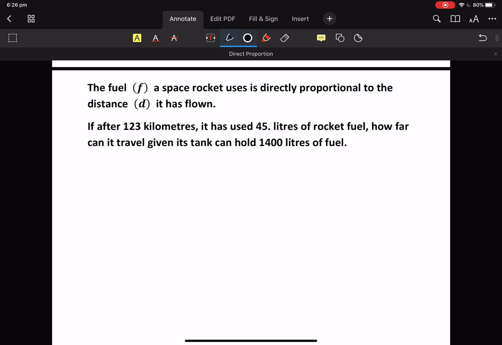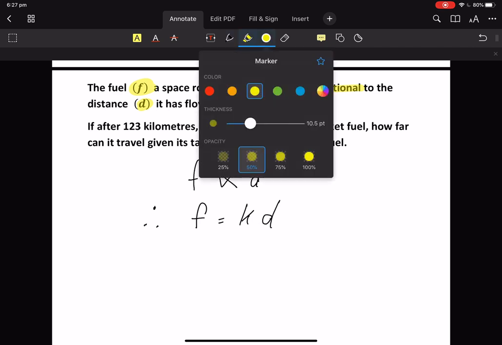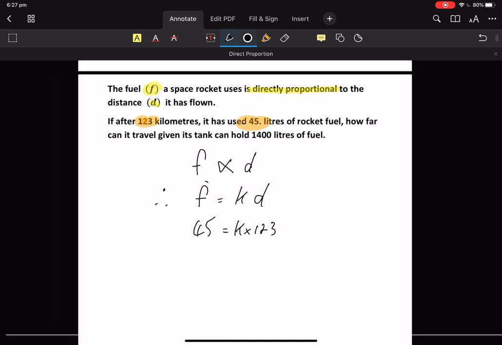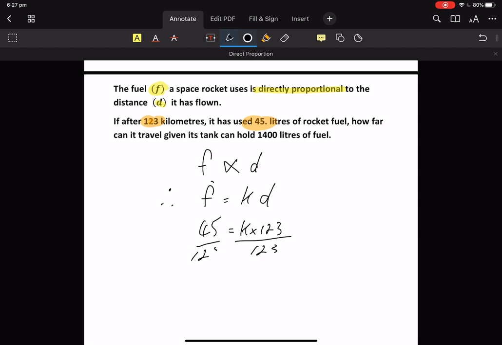So the fuel, where's my highlighter? So the F comes first because it's directly proportional to D. So the first thing I'm going to do is go F is directly proportional to D. Therefore, F equals KD. I'm looking for my hints. After 123 kilometres, it's used 45 litres. So, kilometres is the distance, that's a multiply by, and the fuel is the 45 litres. I want to get K by itself, so I'm dividing by, and K equals, gosh, I can't do that in my head, can you? That's why we have calculators. 15 on 41. I don't care that it's ugly.